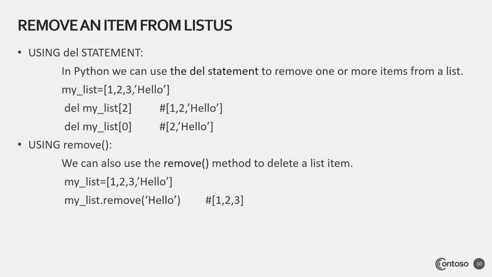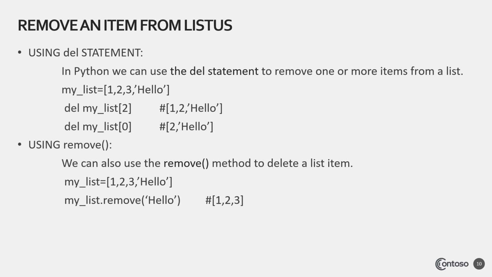Removing an item from the list. Using the del statement and the remove method, we could remove an item from the list. In Python, we use the del statement to remove one or more items from a list. Del space my_list of 2. In the square brackets we give the index so that the element at that index is removed from the list. With del my_list of 2, the element at index 2 is deleted, that is 3, and so we get the result 1, 2 and hello.